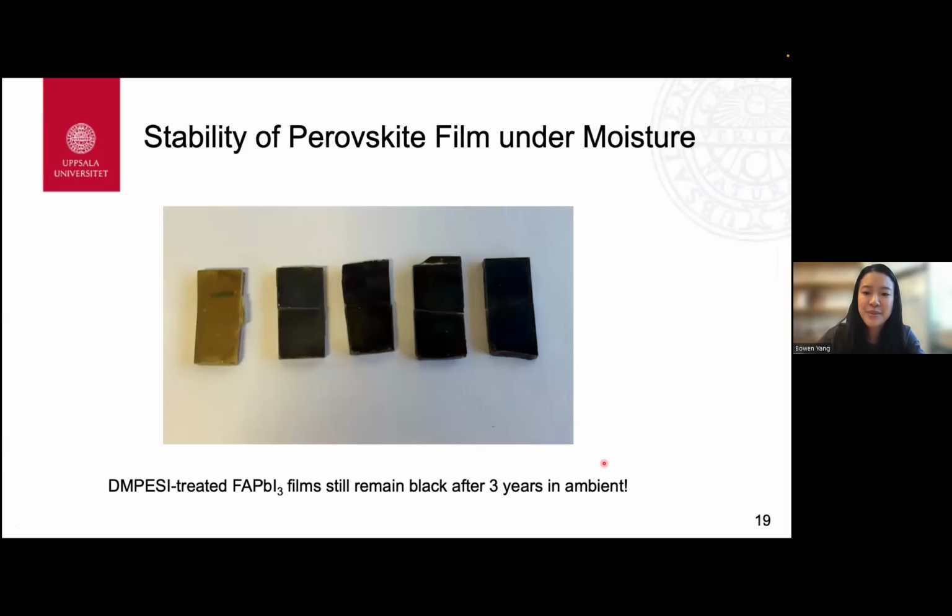And later on, I was very surprised to see that those films we kept tracking still look quite black after being exposed to ambient condition for 3 years in our laboratory. The paper has been published, so I just accidentally saw these films, and I was very impressed with this performance.